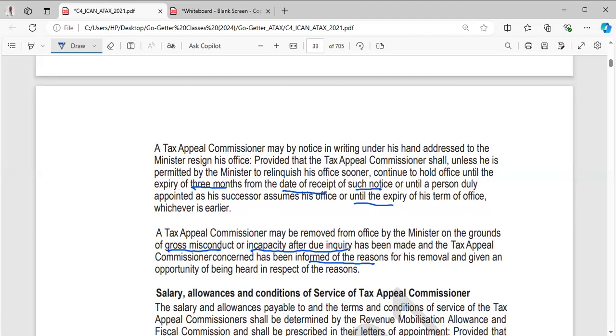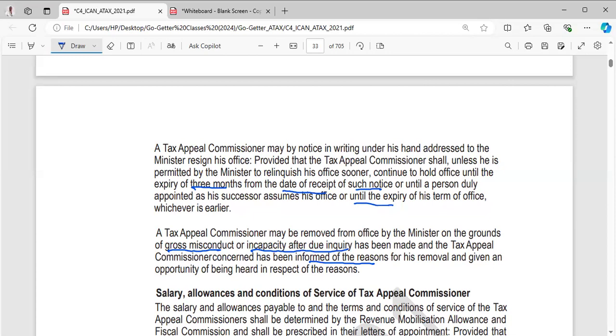He may write to resign. Of course, we have the attainment of 70 years of age. That is a natural way of leaving office at the end of a term. Then resigning is another way. Then removal from the office due to gross misconduct. So this may come up in your exam.